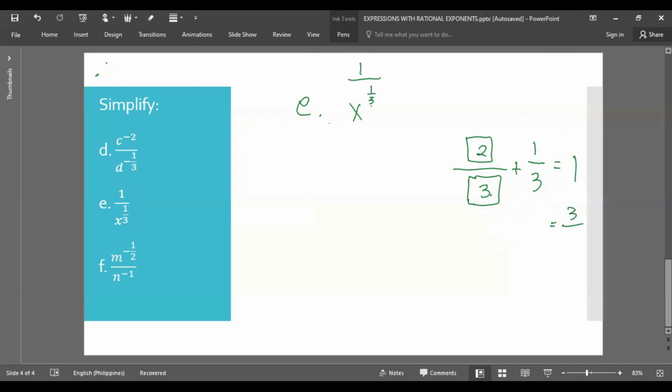And these are similar fractions, so we simply copy the denominator. So 3 divided by 3 is 1. So ito yung kailangan natin, 2 over 3.